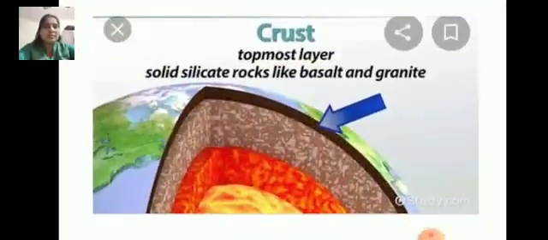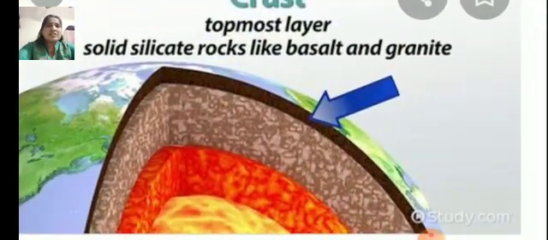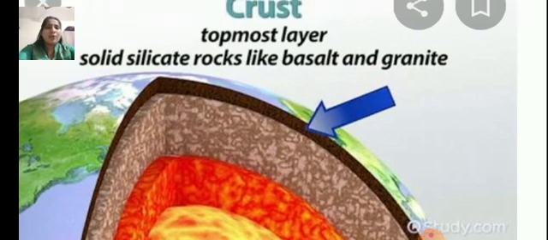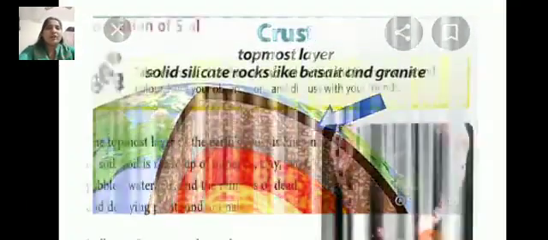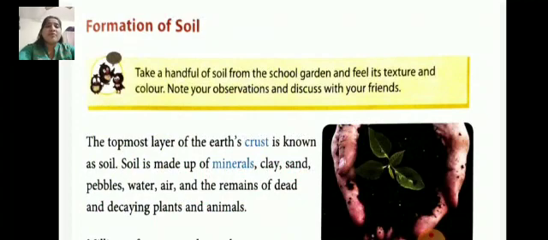You can see the picture also. Yes, it is the topmost layer. You can see the arrow, and this layer is called the soil. Soil is made up of minerals, clay, sand. Okay, children, so soil is made up of minerals. Now, children, first of all, what do you mean by minerals?